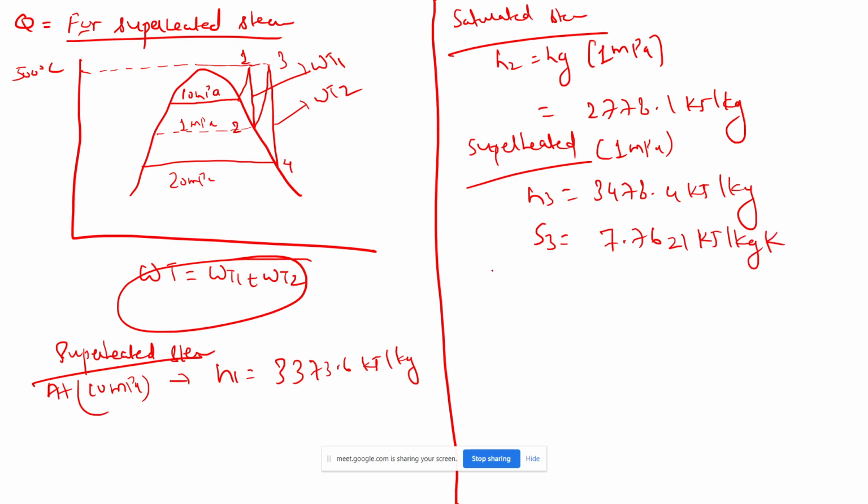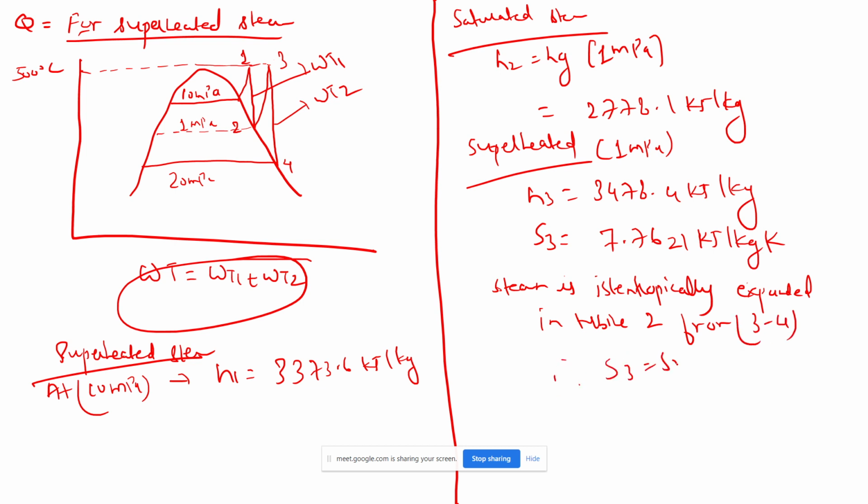Now S4 we don't know, that we have to determine. It will be in the wet region or something else. For that we first have to calculate the dryness fraction. If it is less than 1, then it is in the wet region. If it is equal to 1, then it is saturated vapor. If it is greater than 1, then it is superheated. So first we will determine that. The steam is expanded in turbine 2 from 3 to 4. For an isentropic process, we can directly write S3 is equal to S4.